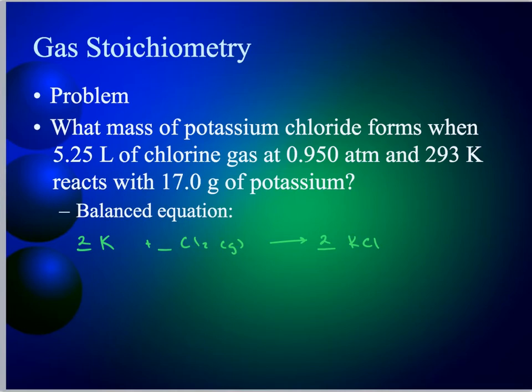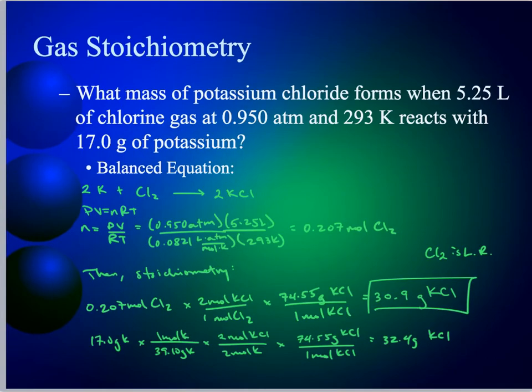Okay, so this one says, what mass of potassium chloride forms when 5.25 liters of chlorine gas at 0.950 atmospheres and 293 Kelvin reacts with 17 grams of potassium? First thing we need is a balanced equation. So that's what we've got here. Okay, so the only difference in this problem is that it gives us information about both of the reactants, 17 grams of potassium, and it gives us some information about the chlorine gas, which we can solve for moles. So we know both of the amounts of reactants, which means this is really a limiting reactant problem.